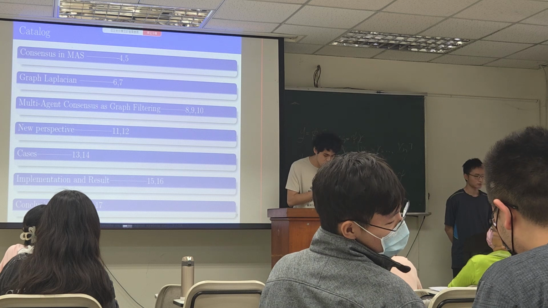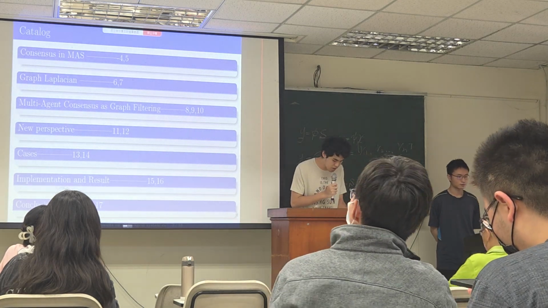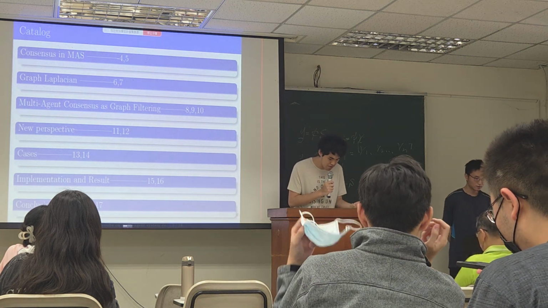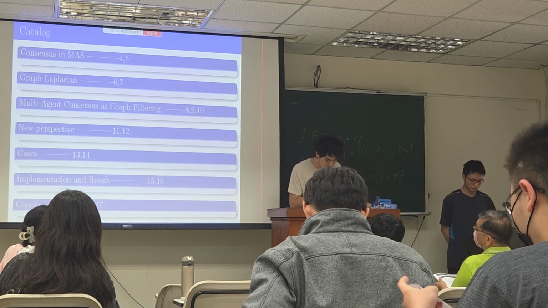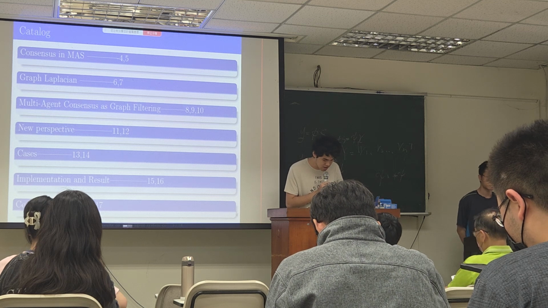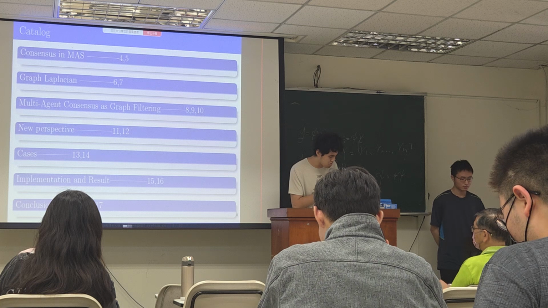As the teacher asked, we separate the report into 7 parts, which are consensus in MAS, graph Laplacian and multi-agent consensus as a graph filter, and a new perspective, and then take 2 cases, design the MATLAB file to implement, then compute it.